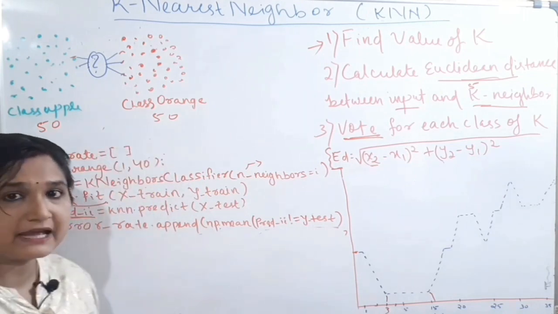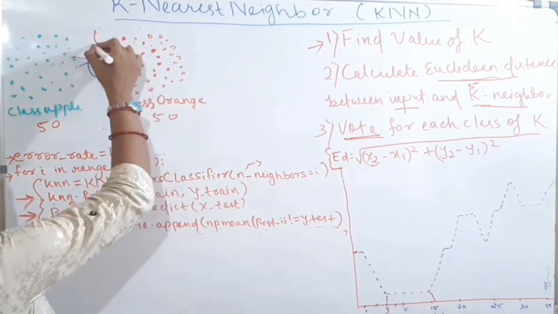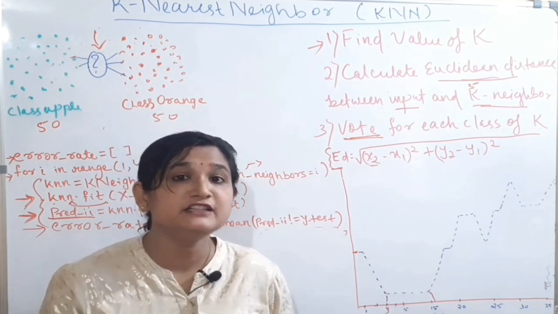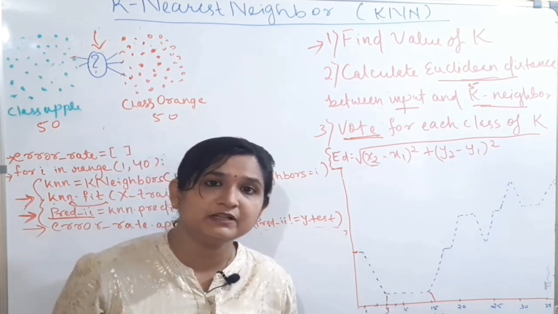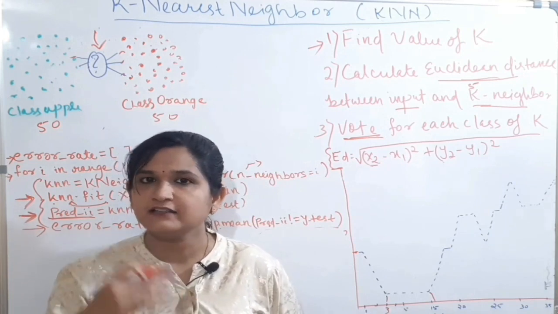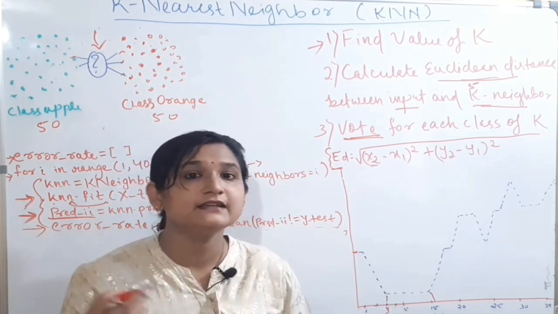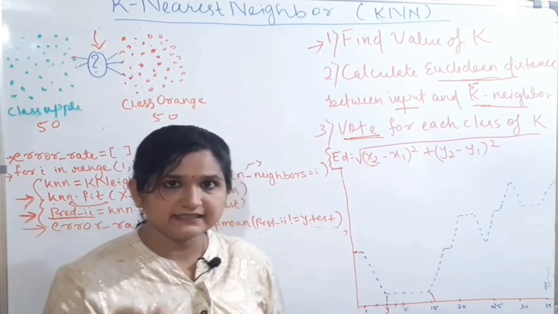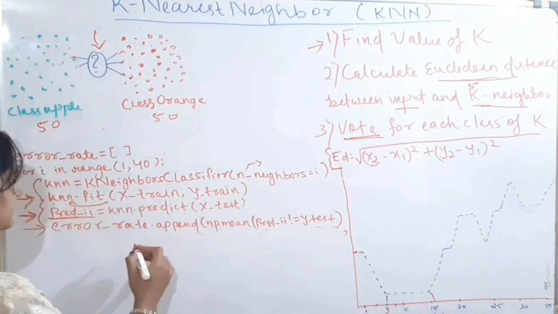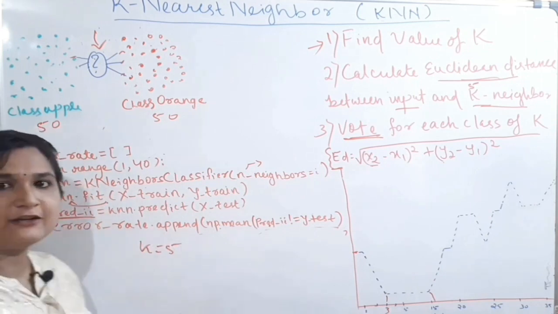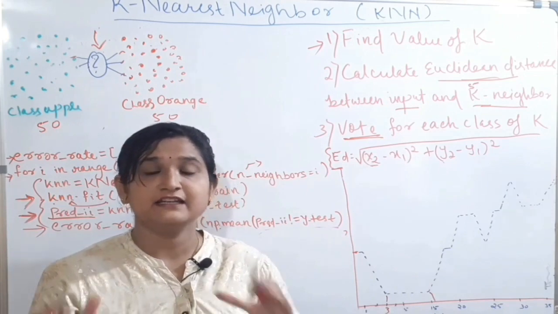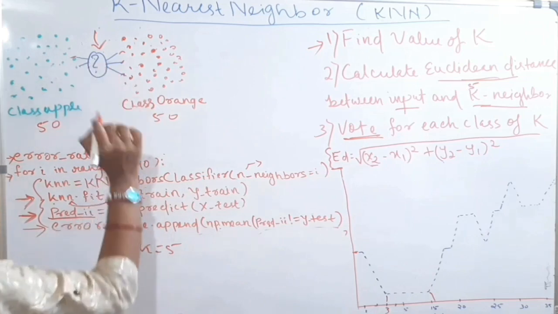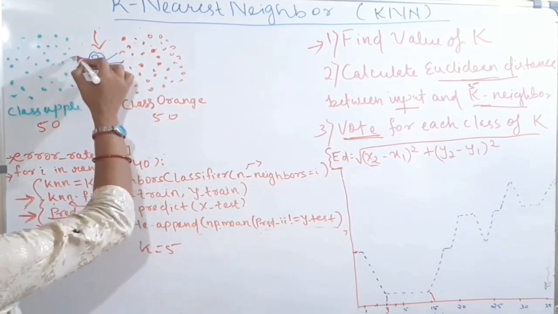So here you can see there are two classes, class apple and class orange. There are 50 apples and 50 oranges, and a new object came over here. The algorithm has to decide whether the new object belongs to apple or orange. As this is K nearest neighbor, it will calculate the distance to the K nearest neighbors. Here I am taking K equal to 5, so the algorithm will calculate the distance between the new object and the 5 nearest neighbors.